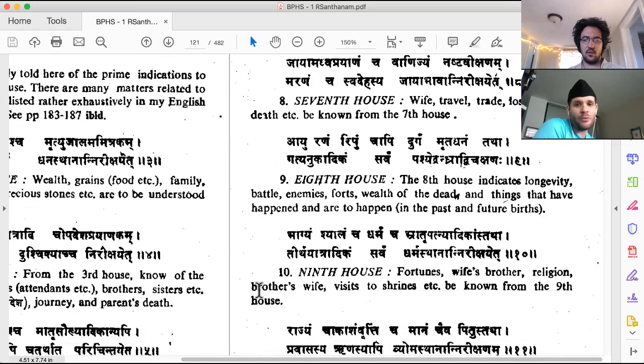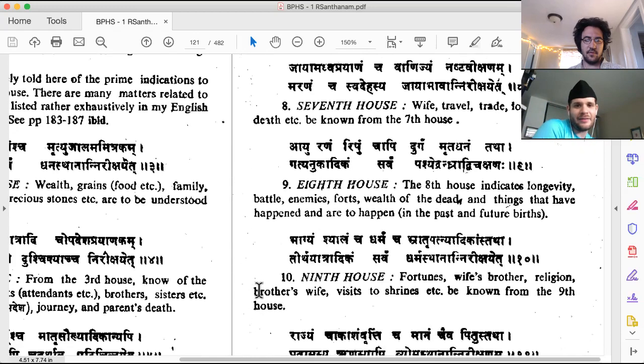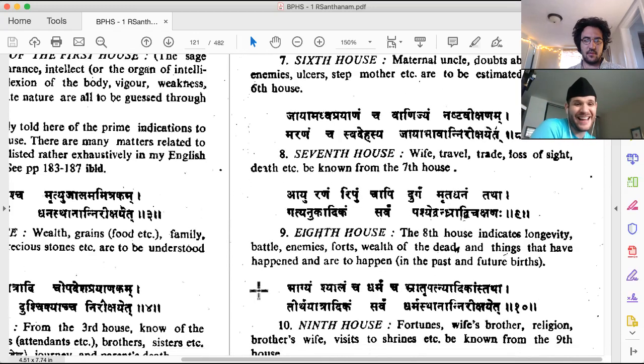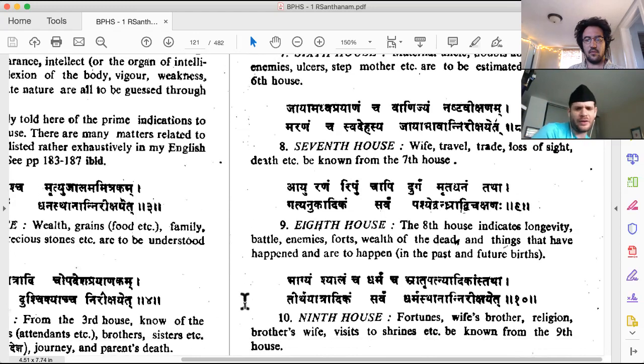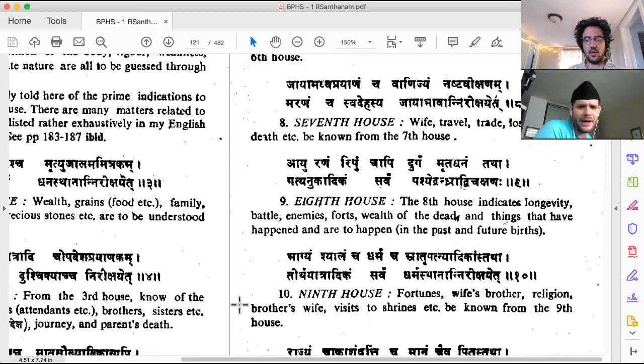So the 8th house. That's a no-brainer, by the way. And once again, death. Once again, you know, the idea of being a maraca, opposite to the house of life, which is purely a Jyotish term. I don't think there's such a thing in Hellenistic astrology as a maraca house. So the 8th house indicates longevity, battle, enemies, forts, wealth of the dead, and things that have happened and are to happen. I love that one. Yeah, past things and future. That have happened and are to happen.